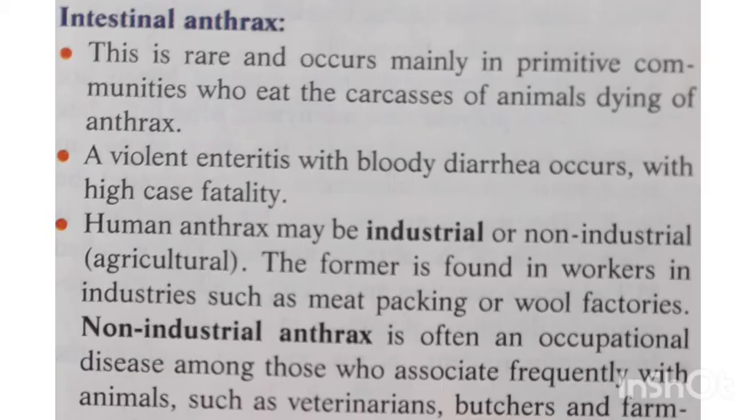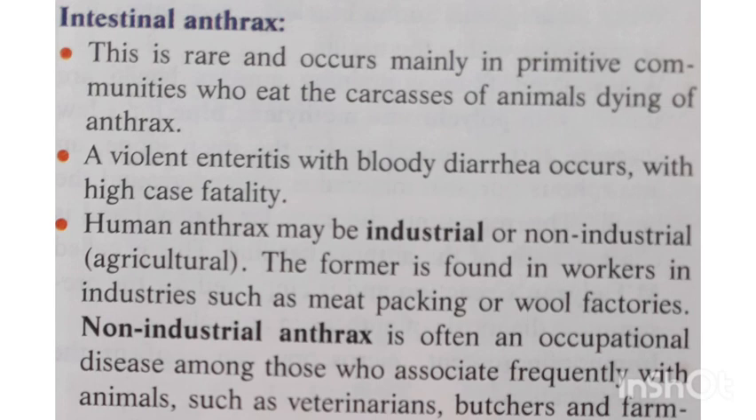Another type of anthrax is intestinal anthrax. This intestinal anthrax is rare and is mainly common in primitive communities who eat the carcasses of animals dying of anthrax. Carcasses means dead bodies of animals. In such communities, this intestinal anthrax is common, and the symptom is enteritis with bloody diarrhea. Enteritis means inflammation of the intestine. Okay, and this intestinal anthrax also has a high fatality rate.